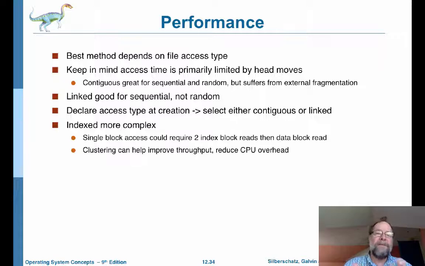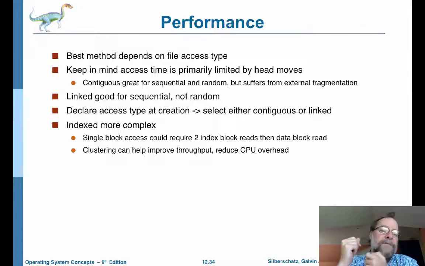If just overall performance, speed, is the thing that matters most to you, then contiguous allocation is the way to go because it provides the best sequential and random access. Again, the thing we're primarily measuring here is the number of head moves. So contiguous allocation will give you the fewest number of head moves in order to do either sequential or random access.